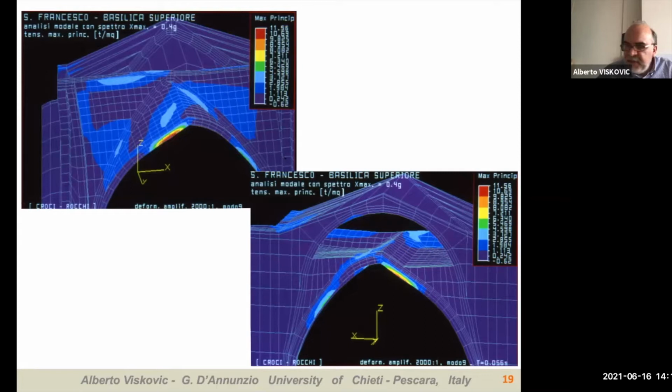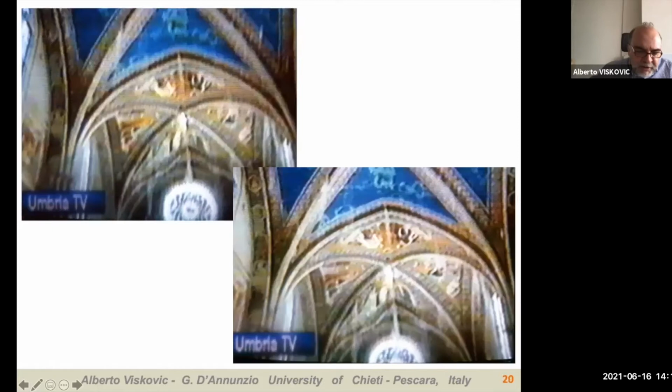This mathematical model was validated. This model was made immediately after the earthquake, but it was validated by observing the film made by Umbria Television during the collapse. There was a cameraman in the Basilica in the morning of 26th of September 1997, because there was already another seismic shock in the night before. So there was a survey to control the damages to the frescoes of Giotto and Cimabue. During this survey, there was another shock at 11 in the morning, and there was the collapse.